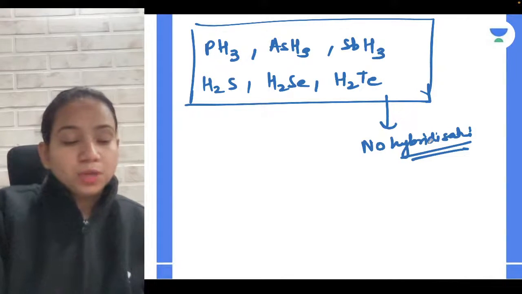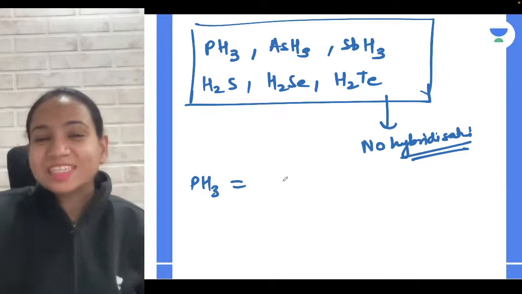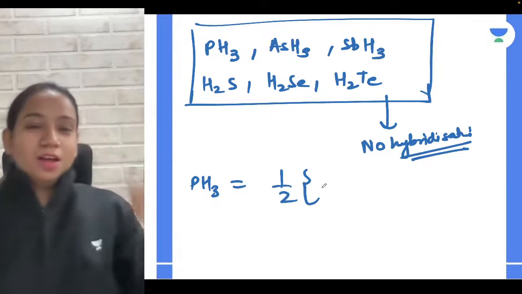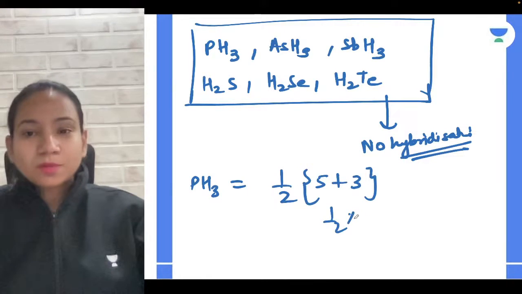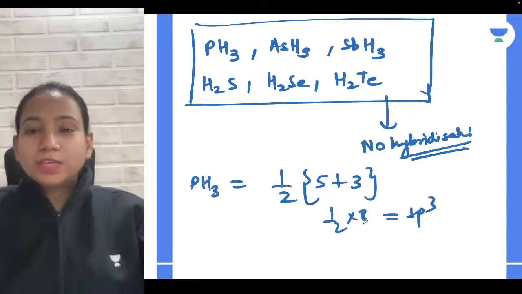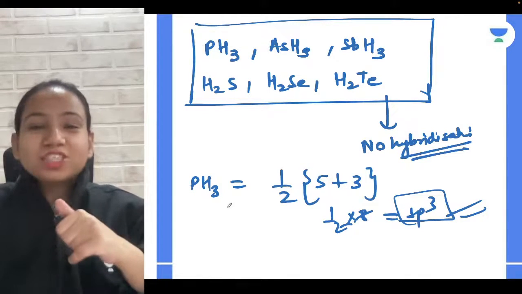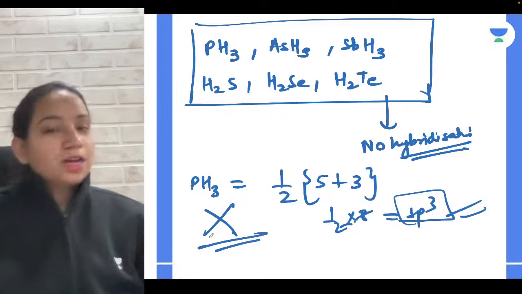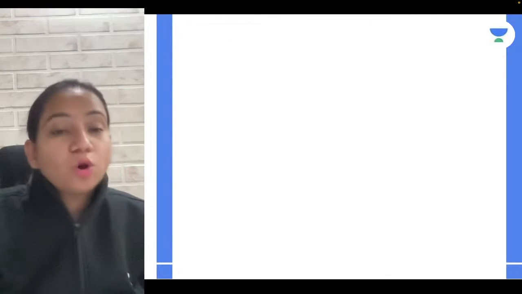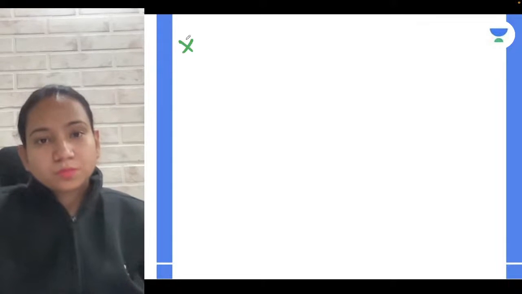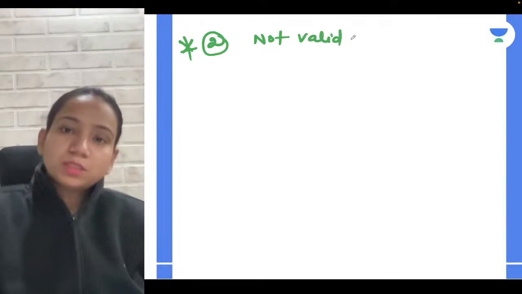Okay, simple. So one limitation is this, because if you calculate for PH3, you can use the formula: 5 for phosphorus plus 3, that is 8. You would write sp3 hybridization right there. But its answer is no hybridization, so that would be wrong. So this formula is not valid for it. Other than that, this formula is not valid for odd electron species.